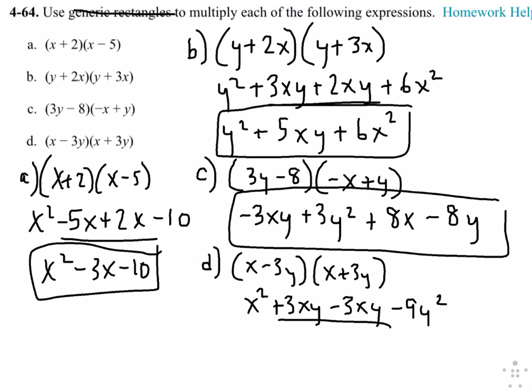Like terms, they cancel out. So we're left with x squared minus 9y squared.